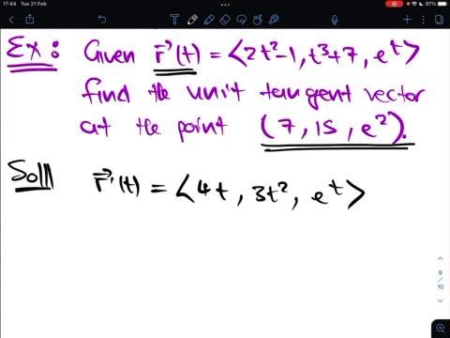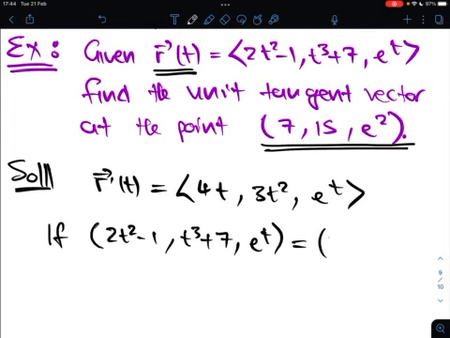Then the next thing that you have to do now is, for this point that is given, what parameter was used to obtain it? Every time you want to find the t value that was used to produce a specific point, you equate the given point to the general point r(t). You see that? So you can say if (2t squared minus 1, t cubed plus 7, e to the t) is equal to the given point (7, 15, e squared), then what? If these things are equal, then what?